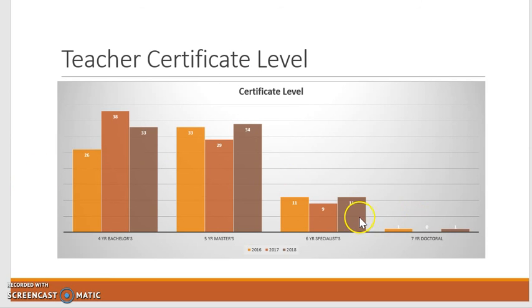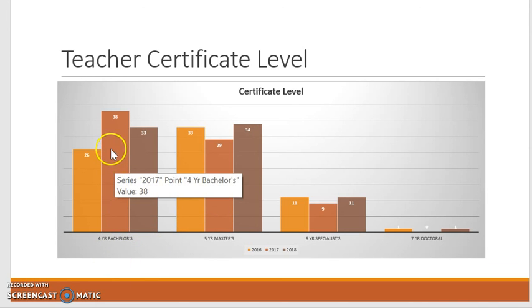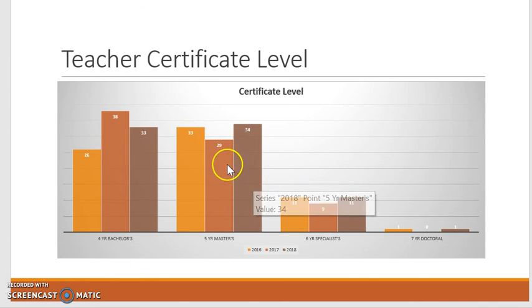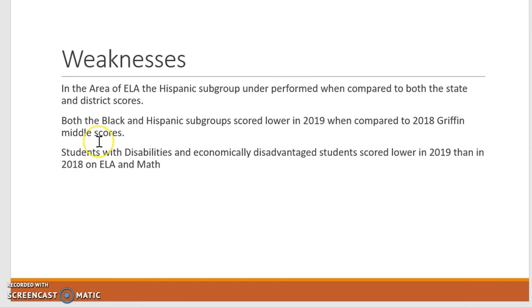Their certificate level, we can see what this graph is showing us: this year in 2019, we have the most teachers that have master's degrees. The number of teachers with bachelor's have actually decreased, so those that had a bachelor's probably have a master's this year. And we also see a slight upswing in teachers with specialist degrees.